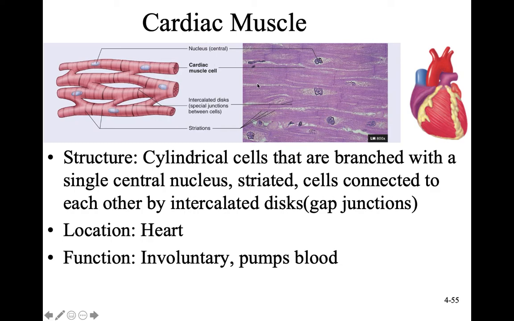If we look at the cells here, here's our cylinder, and here's a branch coming down to an adjacent cell. Here's a cylinder of a cell with a branch coming up to here. Same thing here. And these little guys right here are our intercalated discs, where these cells talk to each other and allow electrical charges to pass through. Cardiac muscle is only located in the heart.